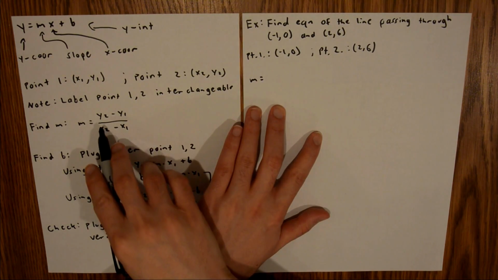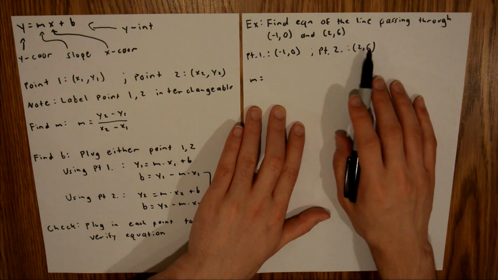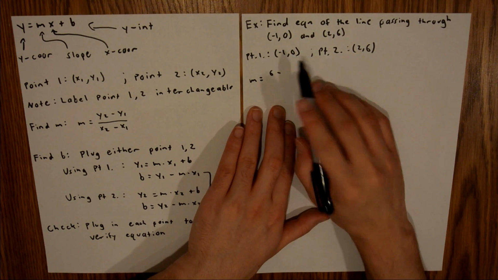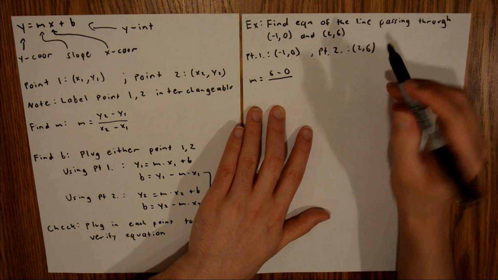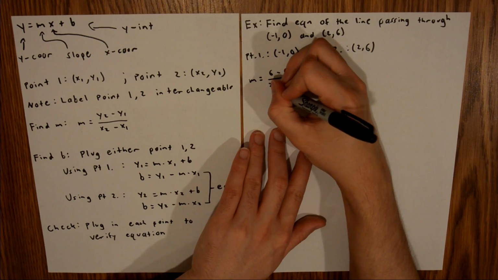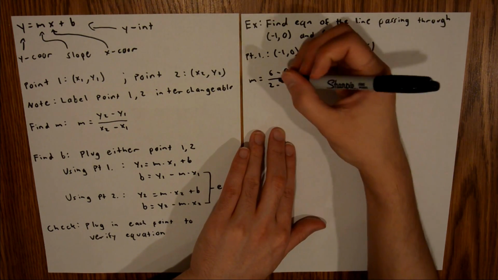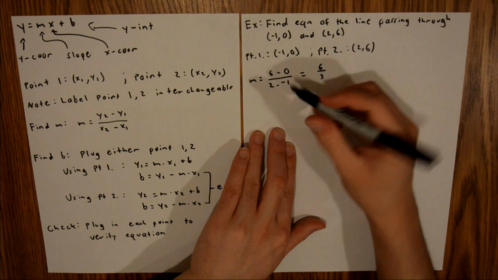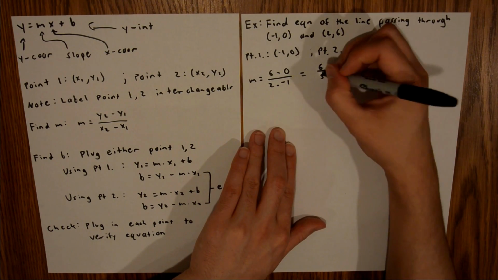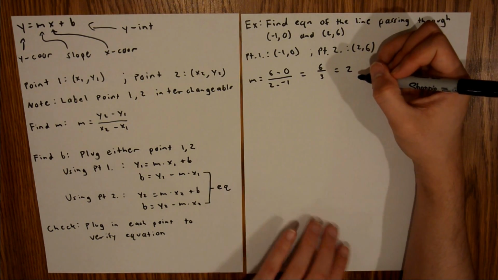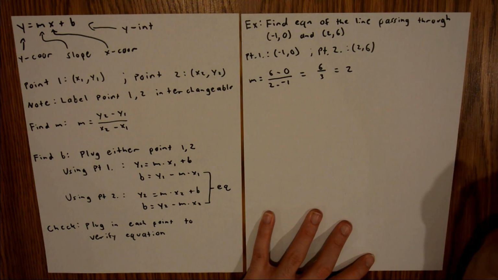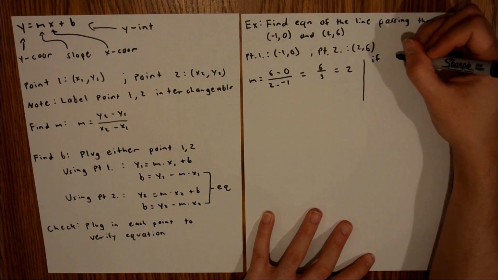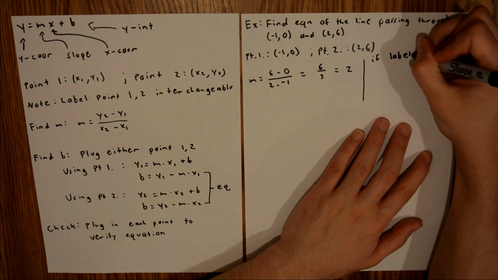And so now what we need to do is find our slope, and that means that m is equal to y2, which in this case, this is our second point, and this is our y term, so that would be 6 minus y1, which is 0, over x2, which is 2, minus x1, which is -1. And that is equal to 6 divided by 3. This is 2 minus -1 is 2 plus 1, which is 3, and this is equal to 2. And just to show you that it doesn't matter what your labeling of the points is, I'm going to do a little aside here, and I'm going to say if labels were switched.